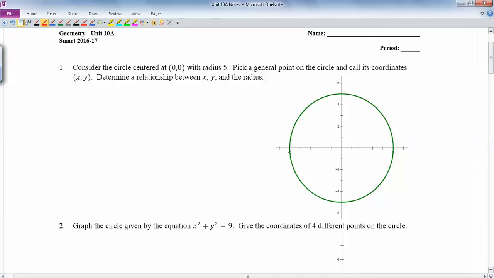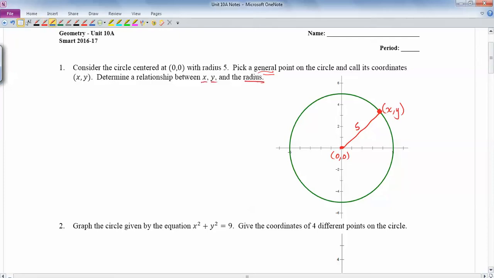Okay, so we've got a circle centered at 0, 0. Radius is 5, and we're going to pick a random point, essentially a general point on the circle, and call it xy. I'm trying to pick one that's not an obvious point, like straight up 5 or straight to the right 5. Since we know the radius is 5, I can label that as a 5. And then the goal is to get a relationship between x, y, and the radius.